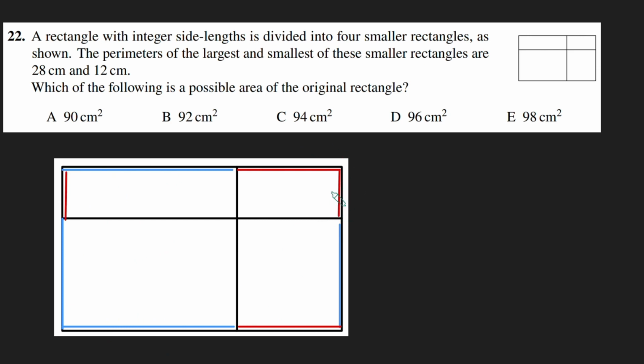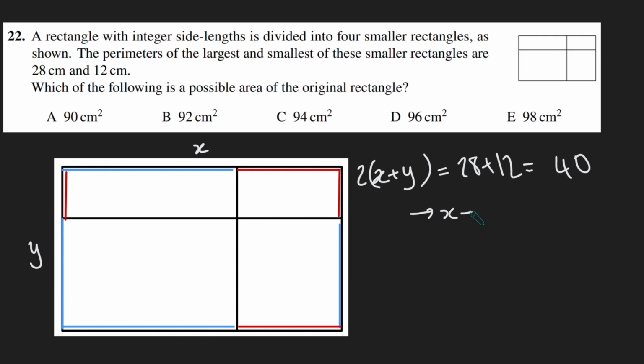And so if I call this side length x and this side length y, we can confidently say that 2 times (x plus y), which is the perimeter of the whole rectangle, is just the sum of the red lines plus the sum of the blue lines, which is 28 plus 12, and that's going to be 40. And so dividing both sides by 2, we get that x plus y is 20. Now this is really cool.